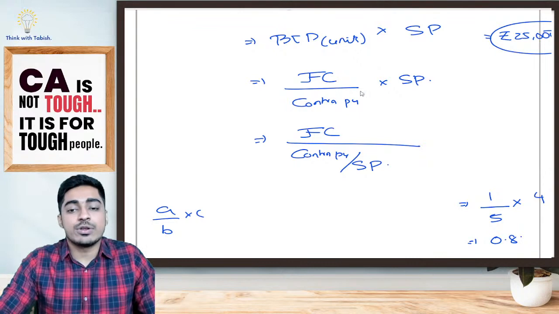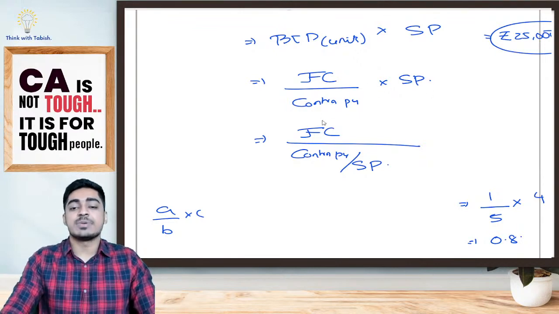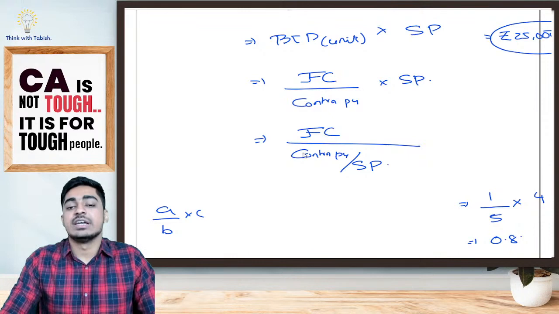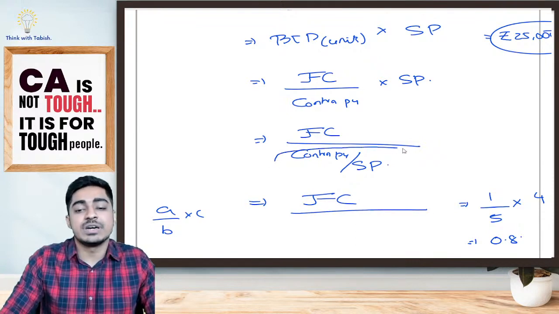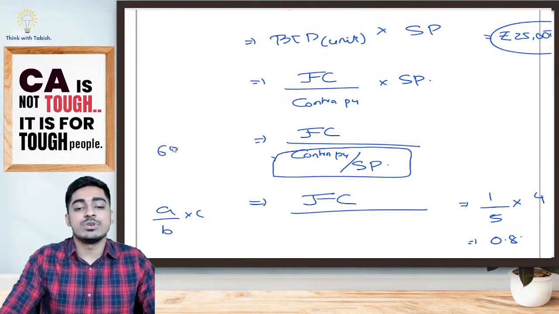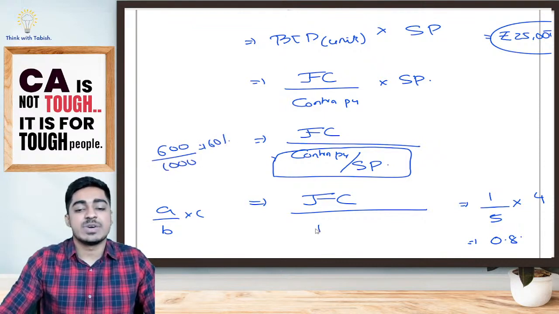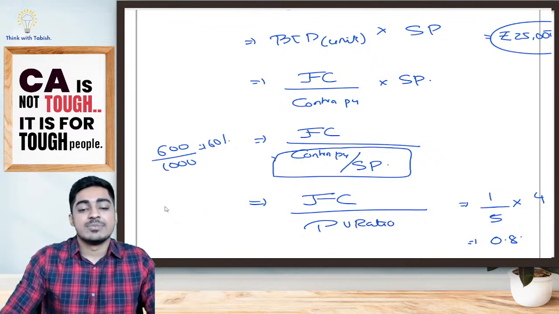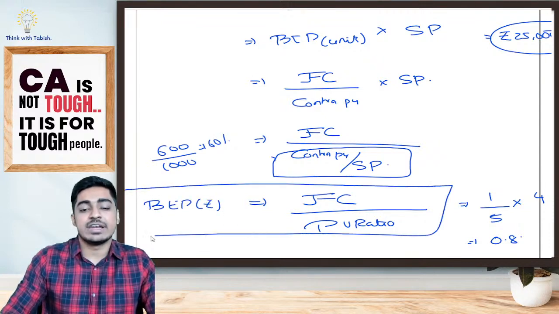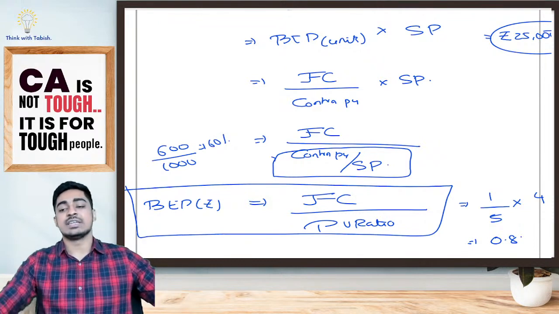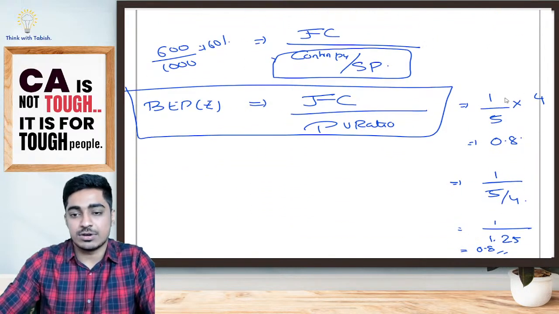Fixed cost divided by contribution per unit into selling price. I bring selling price to the denominator. I tell it is fixed cost divided by contribution per unit divided by selling price. My contribution is 600 when my sale is 1000, that is 60%. What is this? This is my PV ratio. So BP in terms of sale, BP in terms of rupees, is nothing but fixed cost divided by PV. Is it clear, students? This is the derivation of the formula.